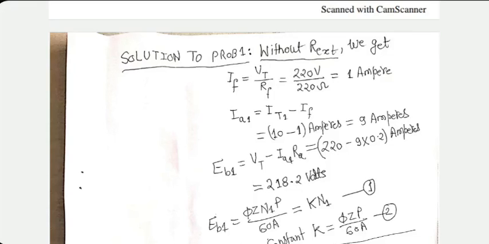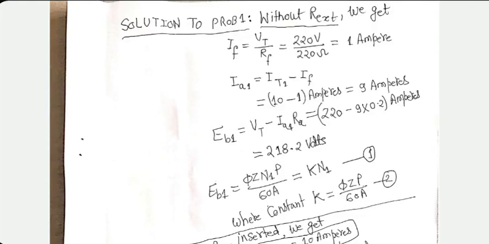Now, EB1 is given by phi Z n1 P divided by 60A. N1 is, of course, 1000 RPM. We know that. The machine is going to be the same in both cases. So phi, Z, P, and A are constant. It's a shunt wound case. IF is not changing, so phi would remain unchanged even when R external is brought in. So EB1 is some constant multiplied by N1, and N1 is 1000 RPM. And we know EB1, which is 218.2 volts.